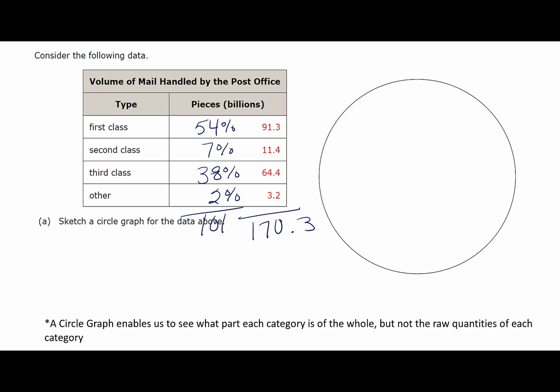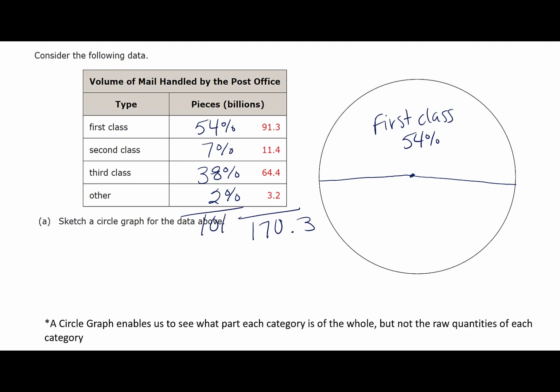Okay, so quickly, here's how we're going to sketch this. It's going to be a little hard since I'm doing this on a computer screen. We're going to do the first class section first. 50% would be straight across, but this is 54%. So we can start by going straight across and then I'm just going to make it slightly larger, label this first class, and you can go ahead and label it 54%. Okay, from here, I will do the 38% next.